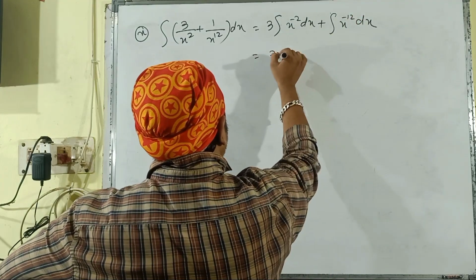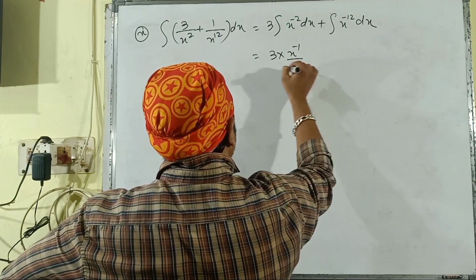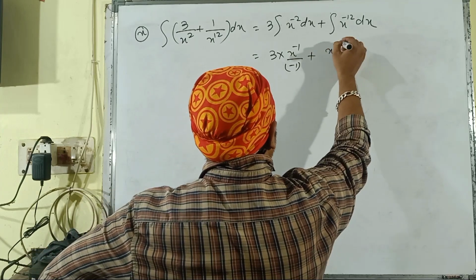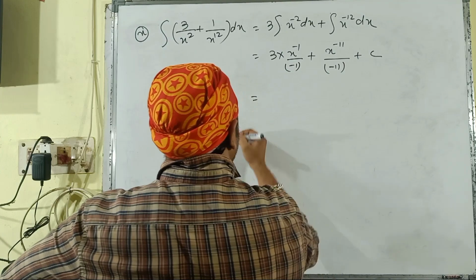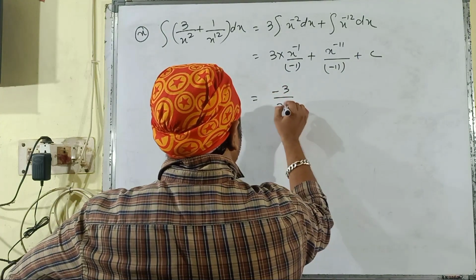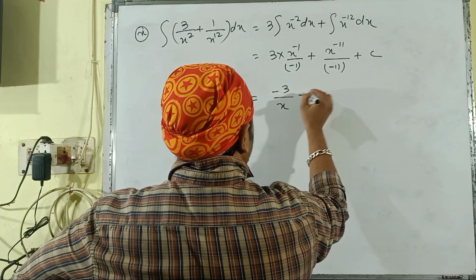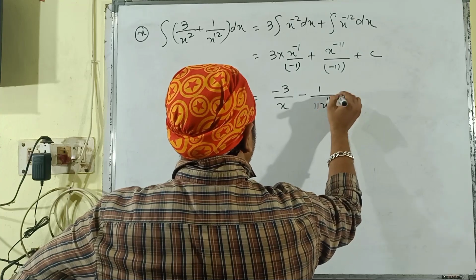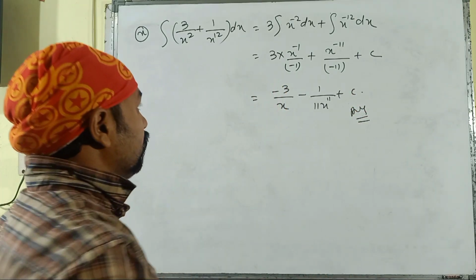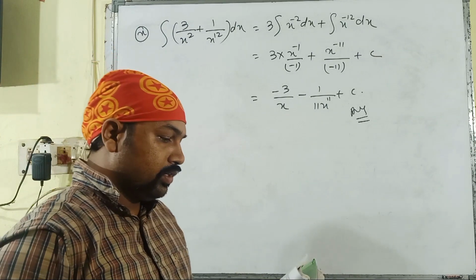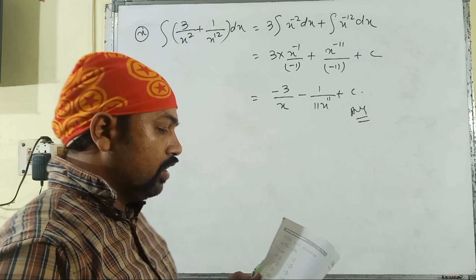Then it is 3 multiplied with x to the power minus 1 divided by minus 1, plus x to the power minus 11 divided by minus 11, plus any constant c. Then it will be minus 3 upon x, minus 1 upon 11 x to the power 11, plus any constant c, and this is the answer for the 10th part of number 1. Then moving to the 11th part.